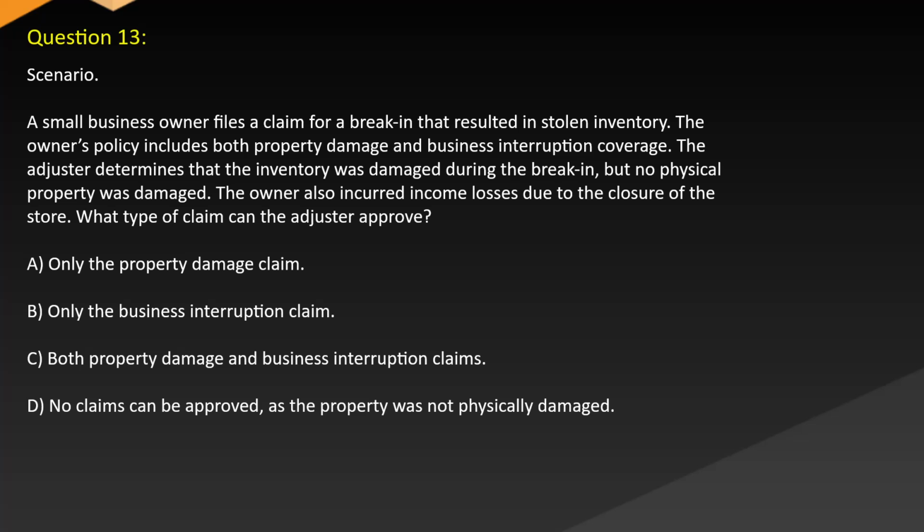Question 13. Scenario. A small business owner files a claim for a break-in that resulted in stolen inventory. The owner's policy includes both property damage and business interruption coverage. The adjuster determines that the inventory was damaged during the break-in, but no physical property was damaged. The owner also incurred income losses due to the closure of the store. What type of claim can the adjuster approve?